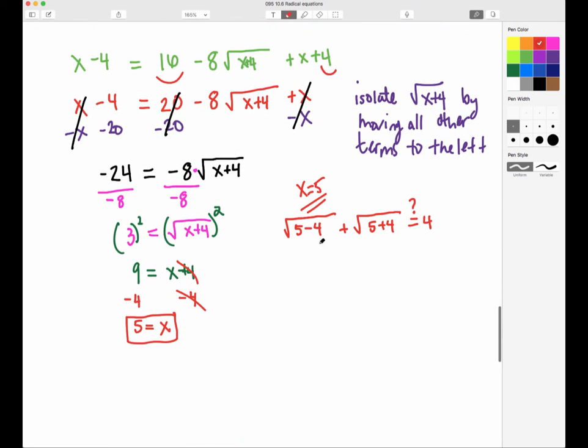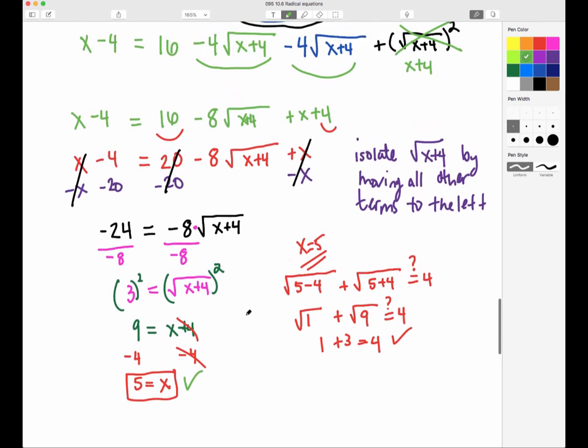Let's check my math. So the square root of 1 plus the square root of 9, does that really equal 4? So 1 plus 3, does that equal 4? It does. So because 4 equals 4, we got a true statement. That means that x equals 5 is indeed our answer.